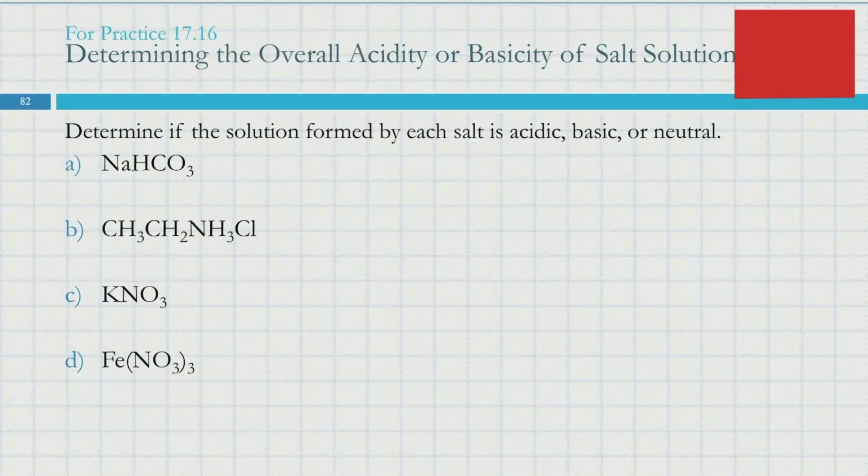So we want to determine if each of these solutions formed by these salts is acidic, basic, or neutral. So we have to look for conjugate acids and conjugate bases of weak acids and bases. So splitting up sodium bicarbonate, we've got a sodium ion like we might get from sodium hydroxide, is what comes to mind. Sodium hydroxide being a strong base means that sodium is going to be neutral.